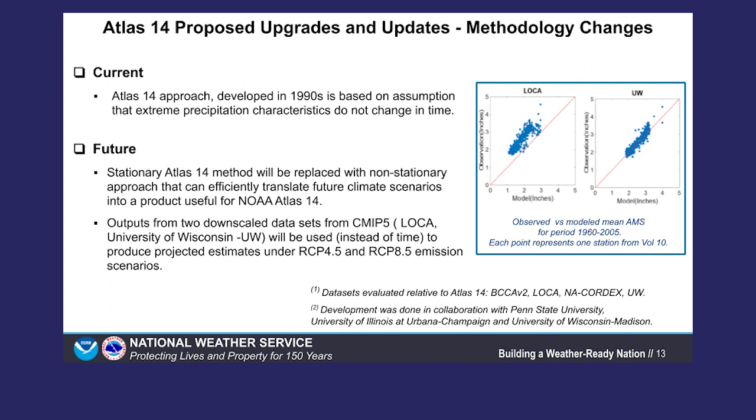Research indicated that the downscaled datasets can replicate many features of the observed precipitation frequencies. Rather than including the time as a covariate in the model directly, climate model outputs are used to incorporate the relationships between precipitation and other climate factors, as well as make projections based on different emission scenarios. Those findings were used to develop a non-stationary approach that will be able to efficiently translate future climate scenarios into a product that will be used in the next Atlas 14 update. This will be presented at a later date at a webinar.